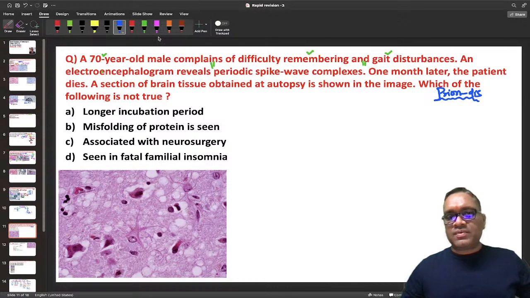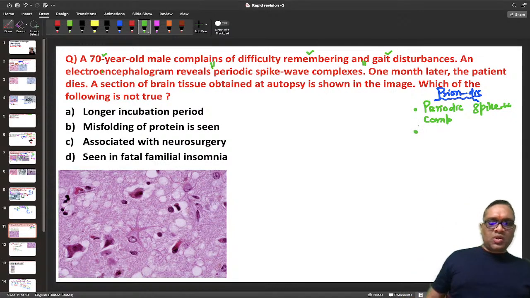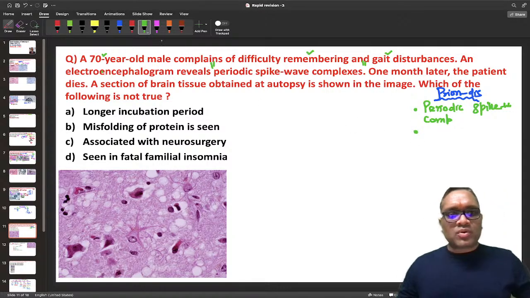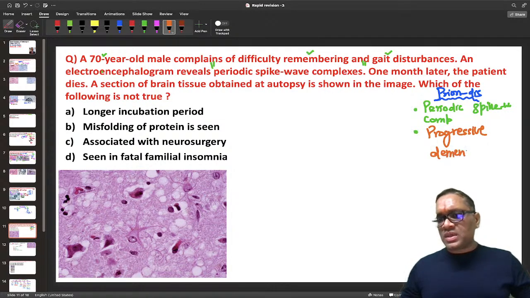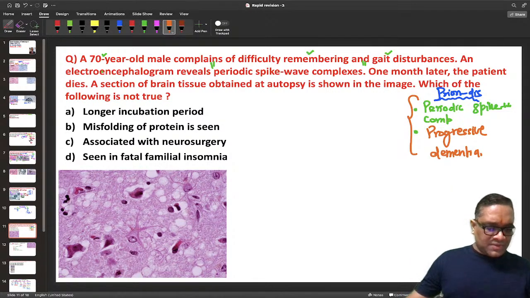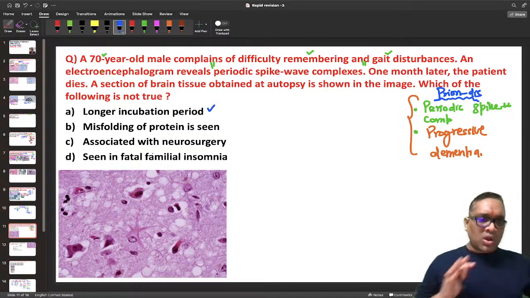Please remember, I would like to tell you two important points. Prion disease will have periodic spike wave complexes and progressive dementia. All these are typical features of Prion disease. These are slow virus disorders, and they will have a longer incubation period. So the first statement given here, longer incubation period, is the correct statement.